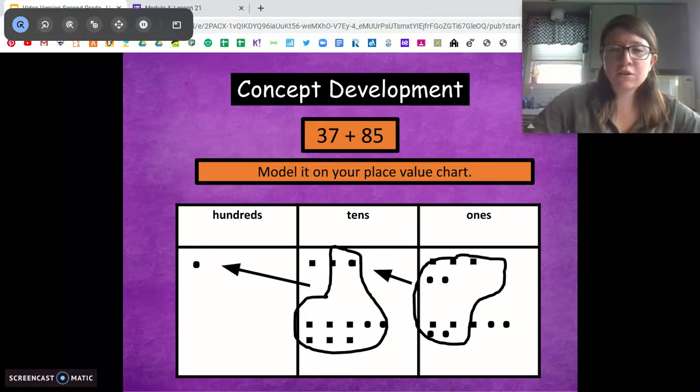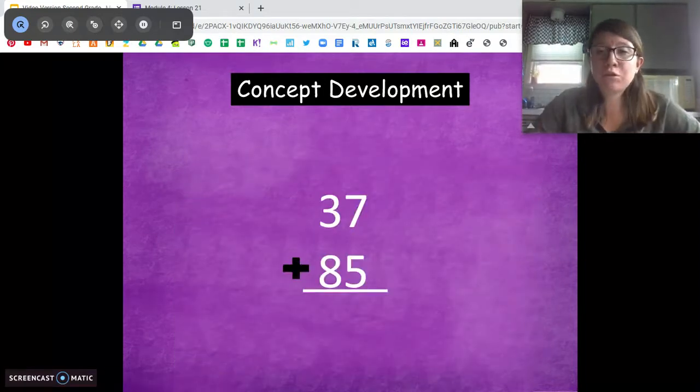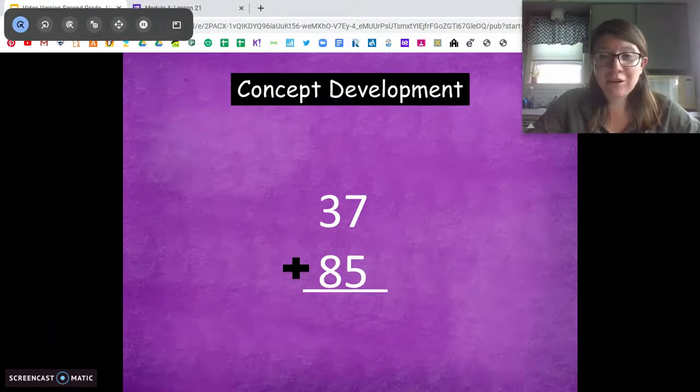All right, now let's try it with the vertical method. So I want you to solve on your own, then we're going to go over it. Okay, 37 plus 85. Go.